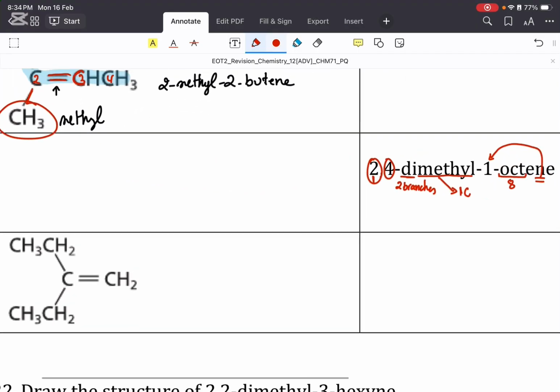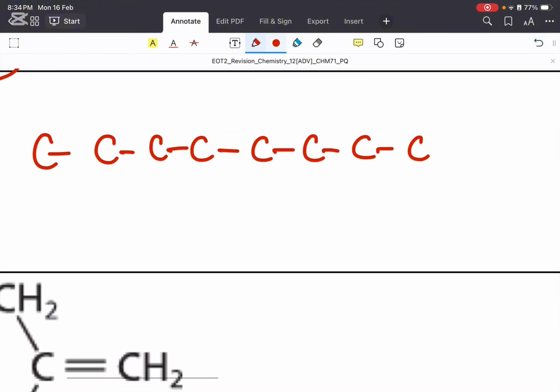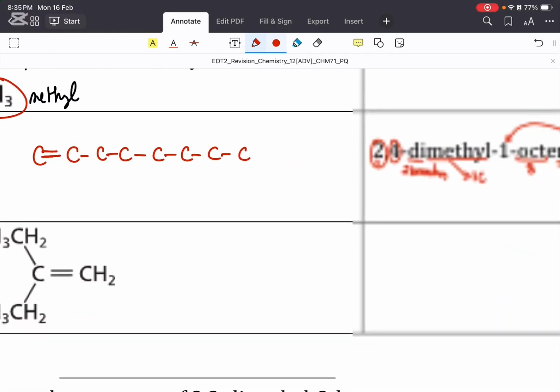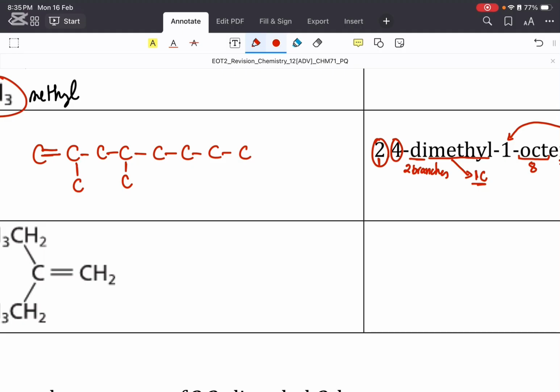So let's begin and draw it. Oct means 8. 1, 2, 3, 4, 5, 6, 7, and 8. Now, again, leave the hydrogens till the end. I have a double bond on the first. I can put it here or I can put it here. It doesn't matter. On the second and on the fourth, 1, 2, 3, 4. So that's the 4. I have 1 carbon here and 1 carbon here.